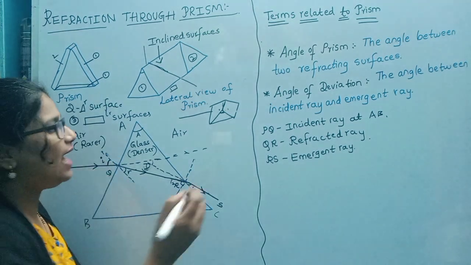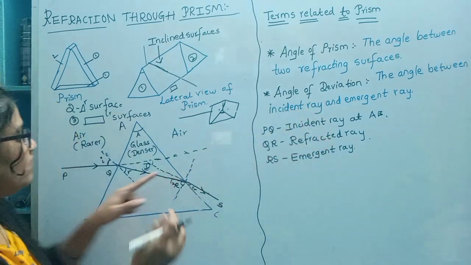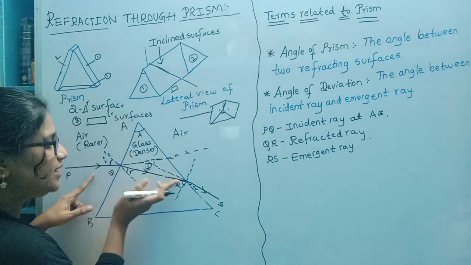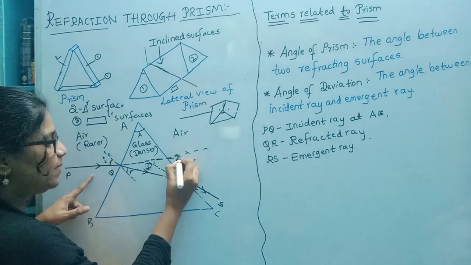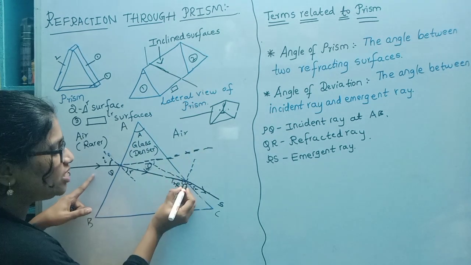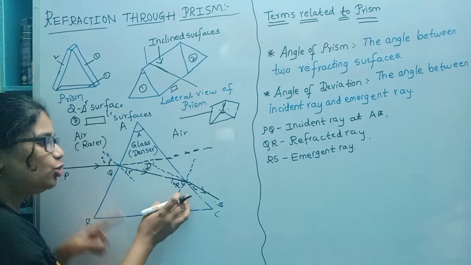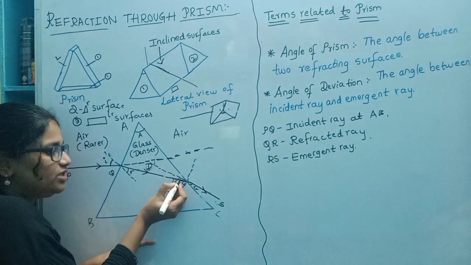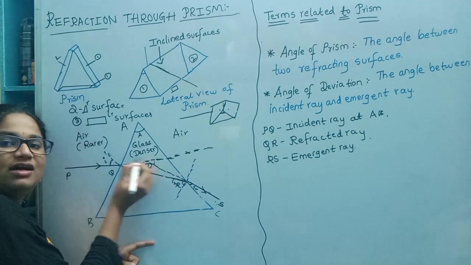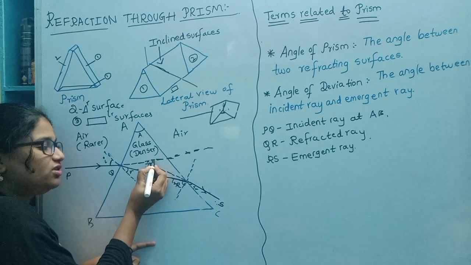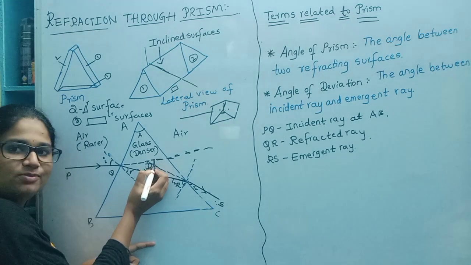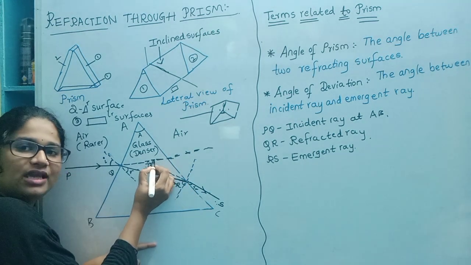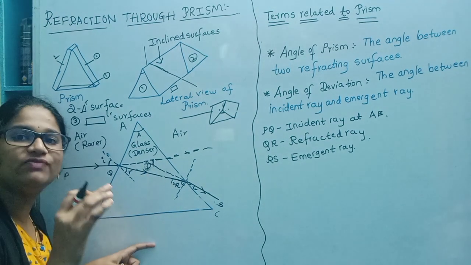So here angle of deviation means what? The angle between the incident ray, the actual path of the incident ray should be like this, but it got refracted. This is the actual, real path. Then the emergent ray is here, RS is the emergent ray. To get the angle of deviation, I pulled the RS backwards, and it met the PQ at a certain point. Where these two rays met, incident ray and emergent ray, there a formation of angle takes place which is called the angle of deviation.